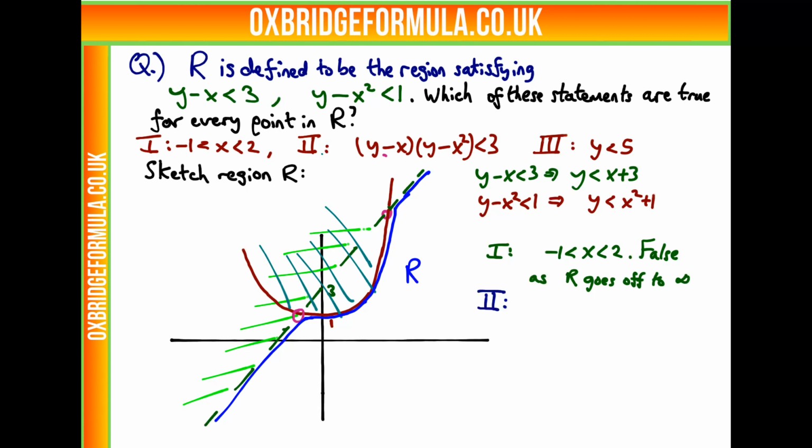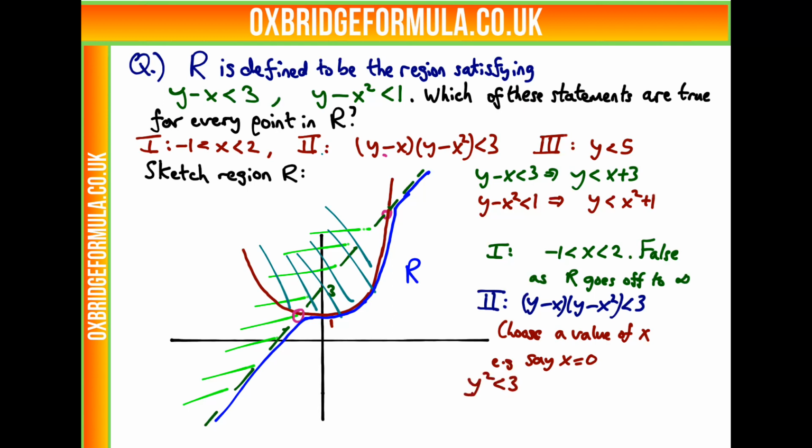What about statement 2? This is saying (y minus x) times (y minus x squared) is less than 3. We don't know if this is true for all x. So how might we test it? We can just set x equals a fixed number to maybe make our lives a bit easier. So let's say x equals 0. So now our inequality becomes y squared is less than 3. So we're on this line. Does every point in R satisfy this inequality?